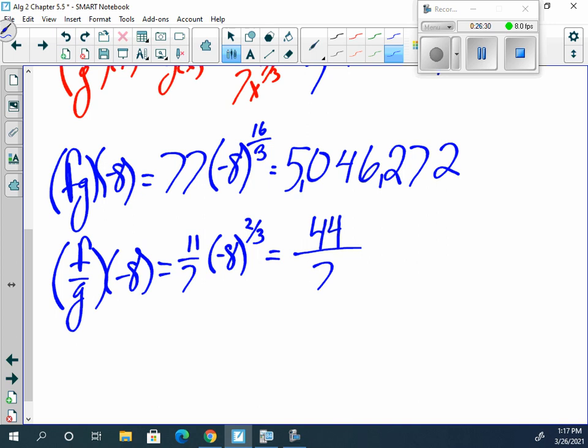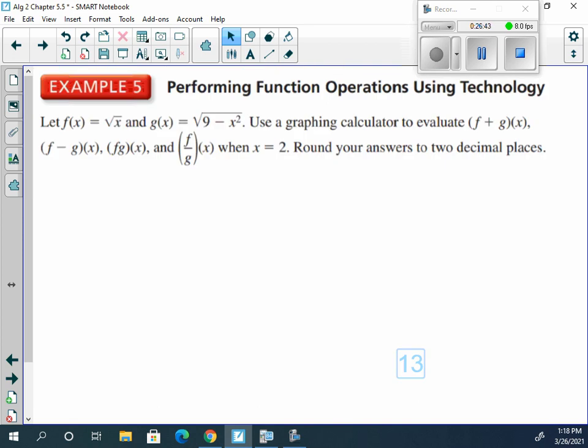All right, so any questions on any of this here? So are we good with this here? Yes? Okay. We ready for the next part? Yes? Perform function operations using technology.